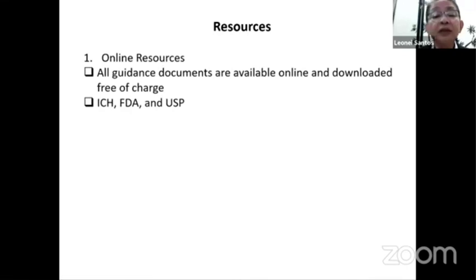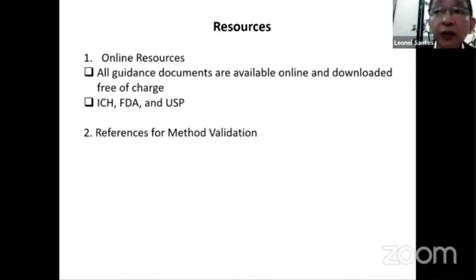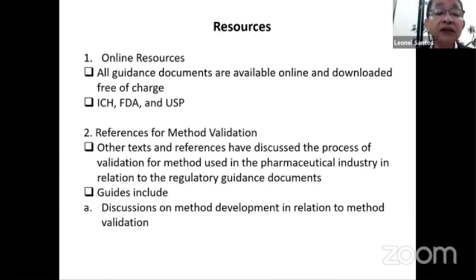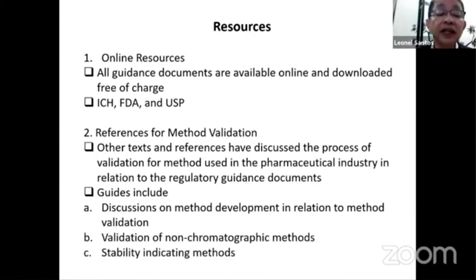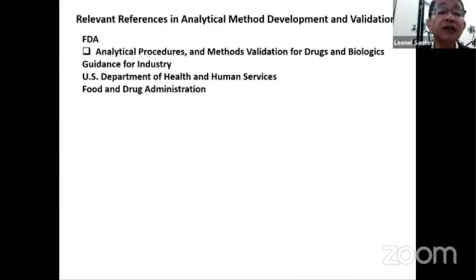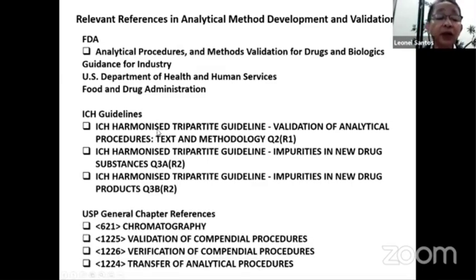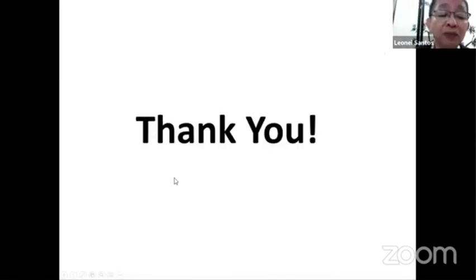So I have listed some of the resources that some of you would want to pursue and find out more. And these are available online. And the last slide actually lists down all this relevant information. The FDA, coming from the United States Food and Drug Administration, ICH, which is the international regulatory body, provides international regulatory guidelines for drug substance and drug products. And also, if you have the book for USP, you can refer to some of this general chapter.